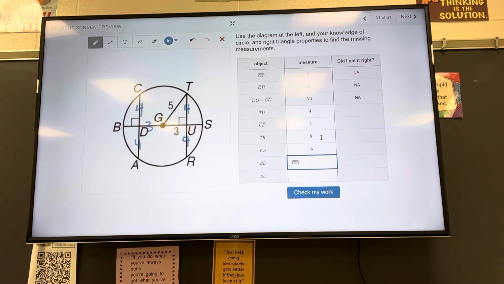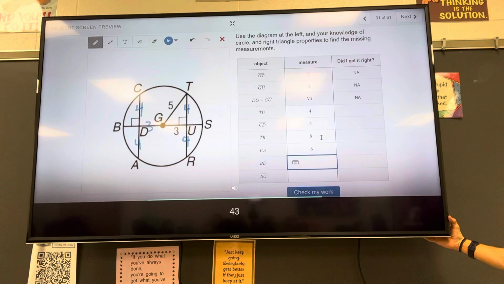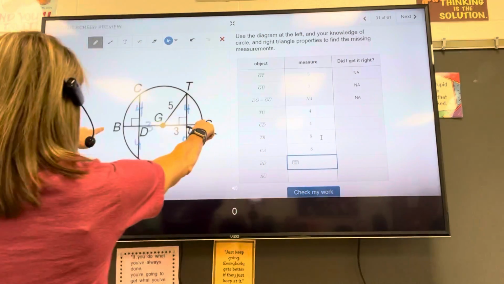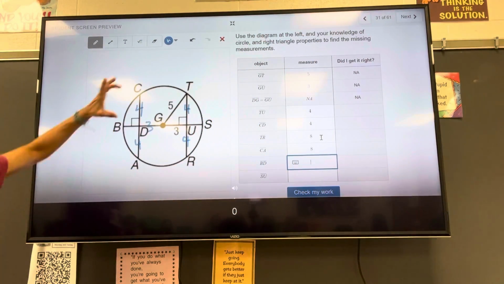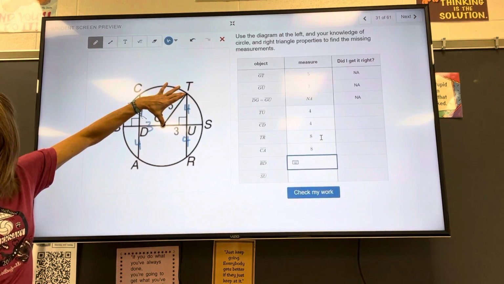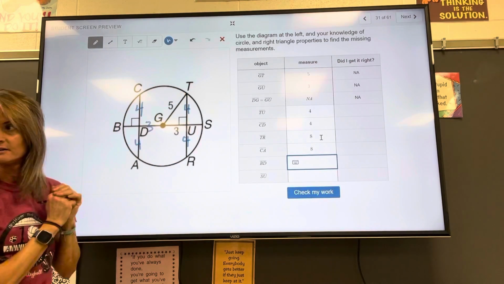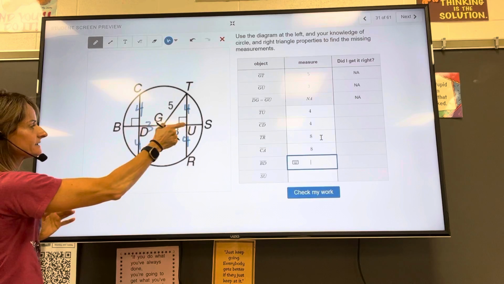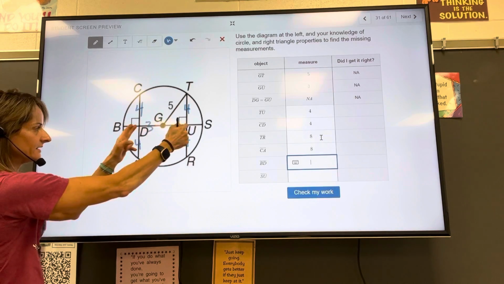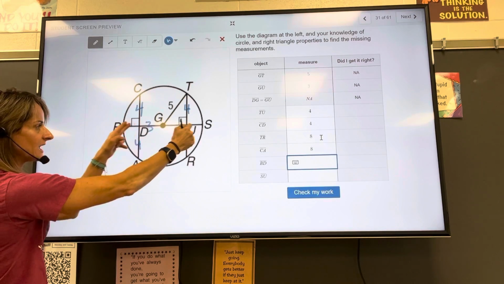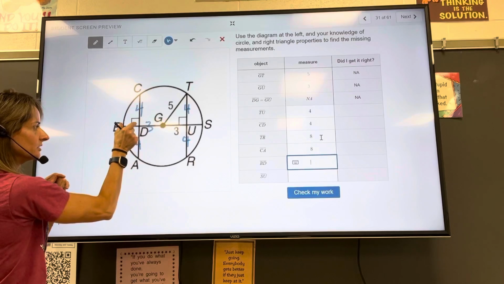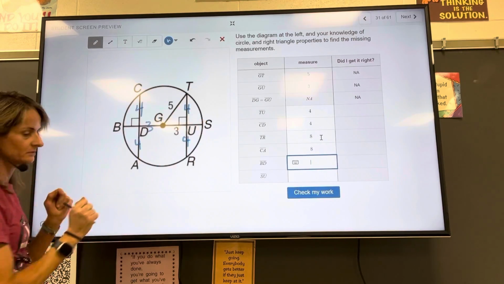BD, all right, BD. Last two questions. How are we going to get these answers? So BD is part of this diameter here, BS. Here's the diameter. We are told that the radius is 5, which makes the diameter 10. And each of these lengths are 3. So that's 6. So to make the entire diameter 10, each of these have to be 2. 2 plus 3 plus 3 plus 2. So let me fill those in.